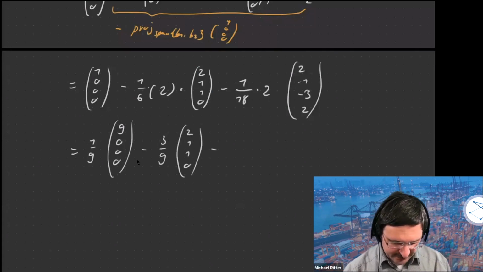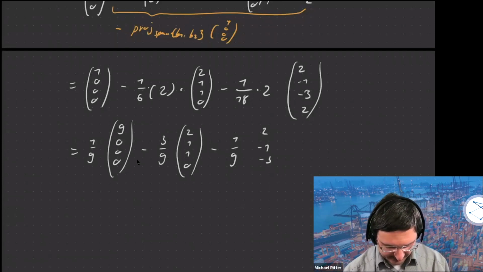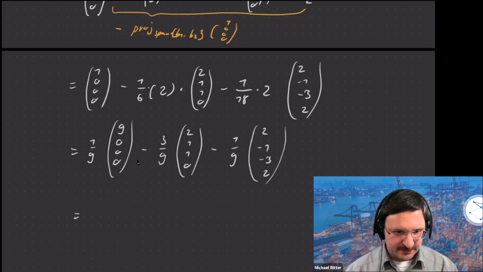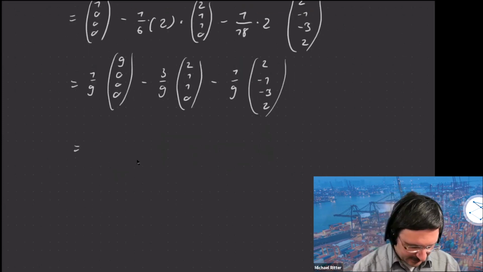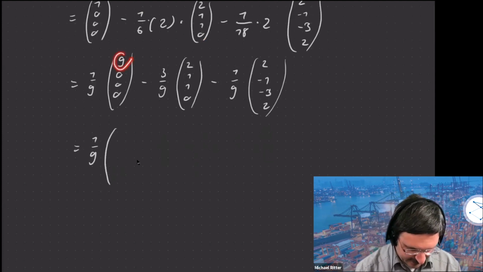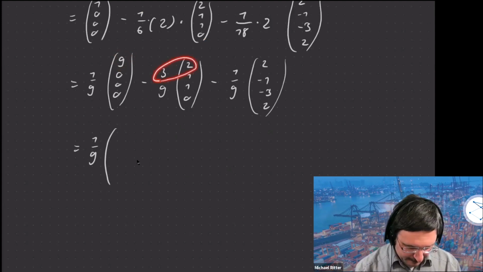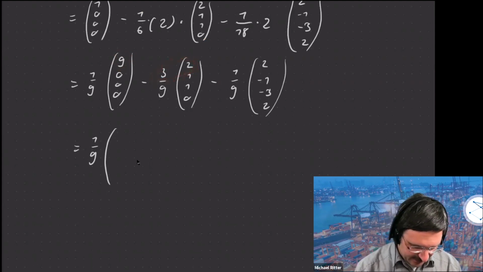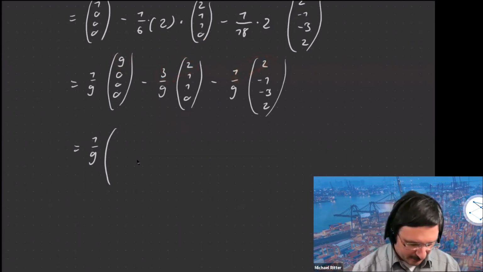And 2 over 18, this is 1 over 9. 2 minus 1 minus 3, 2. And now I should be able to get the result. So that is 1 over 9 times, let's see, we have 9 minus 6, that would be 3, minus 2, that would be 1.